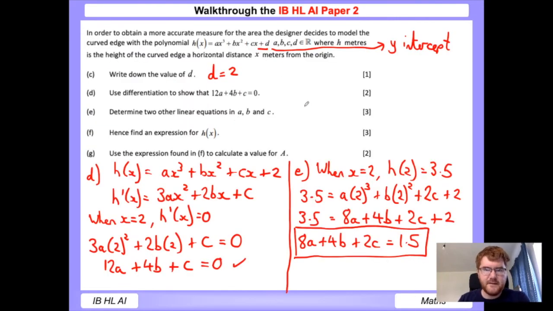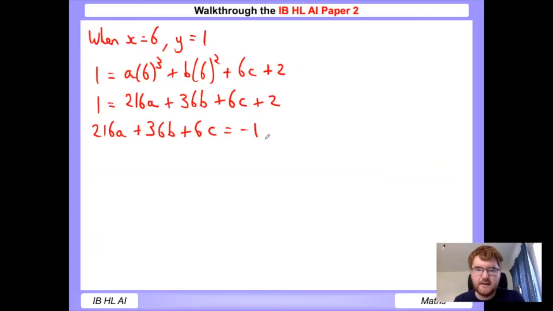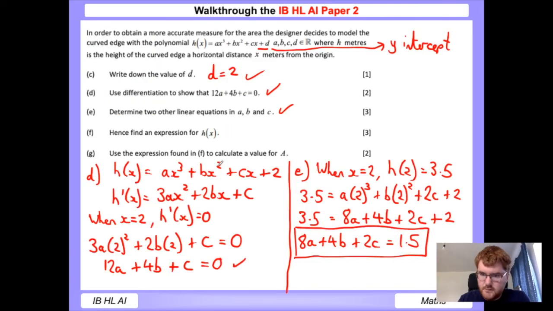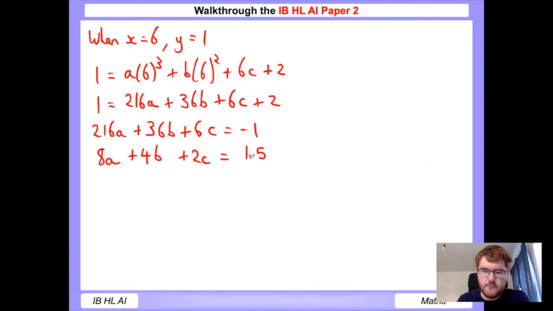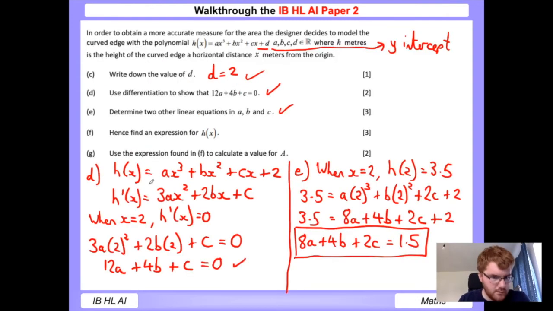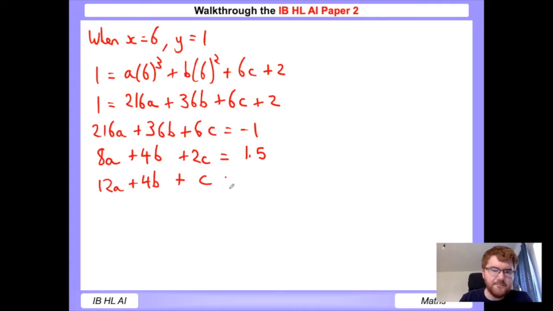I think that's all we need for this. So we've done this, this, and this. And now this seems kind of random, but hence find an expression for h of x. Somehow you've got to find this particular function. So I'm going to write down all these equations we worked out. So 8a plus 4b plus 2c is equal to 1.5. 12a plus 4b plus c is equal to 0. Essentially, we've got a system of simultaneous equations here, where we've got 3 unknowns and 3 equations.